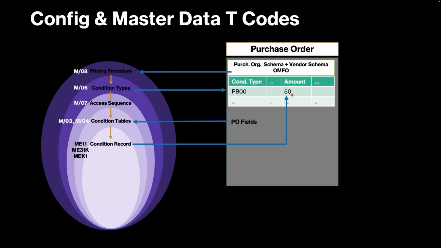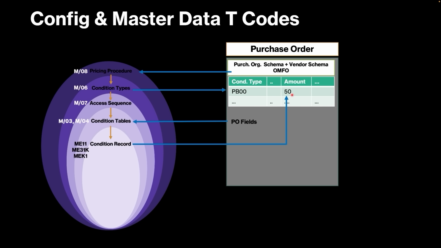Okay, so in this way, we understood the whole pricing process in SAP MM. We understood what condition types are. Then we understood what condition records are and how they can be maintained and retrieved through the pricing technique, which basically contains condition tables and access sequence. And finally, we understood what a pricing procedure is and how pricing procedure determination happens through a combination of purchase organization schema and vendor schema.